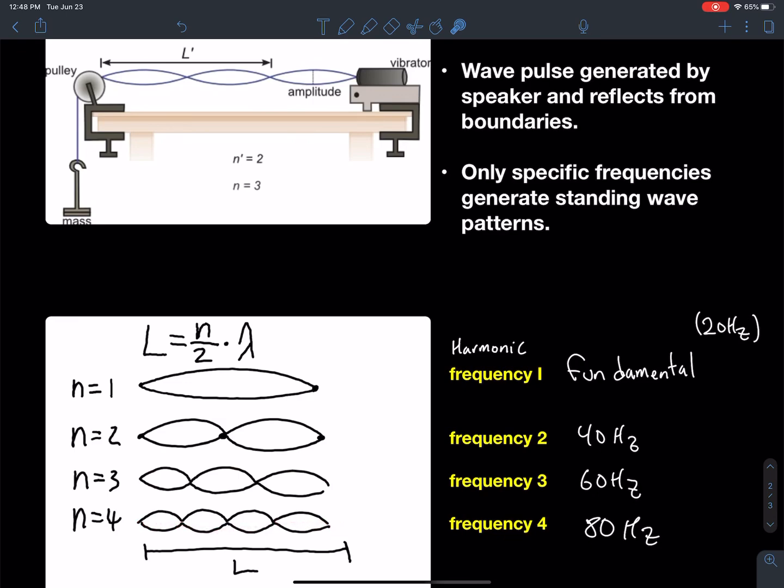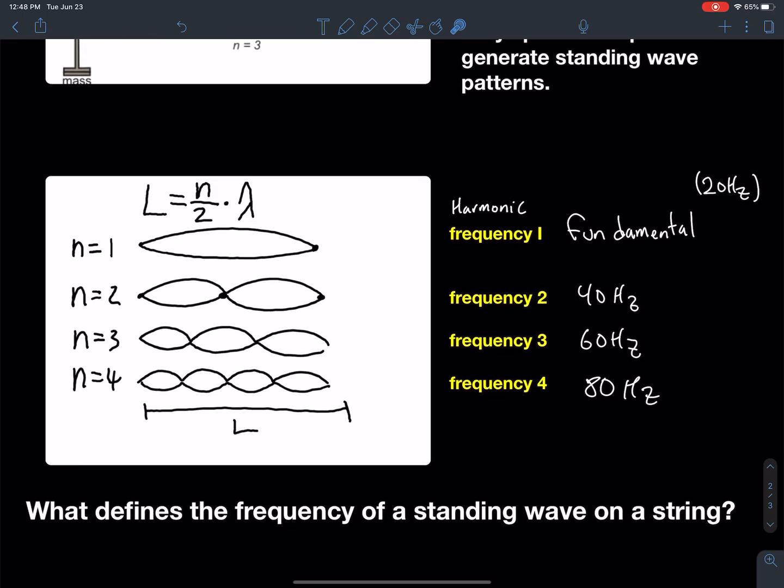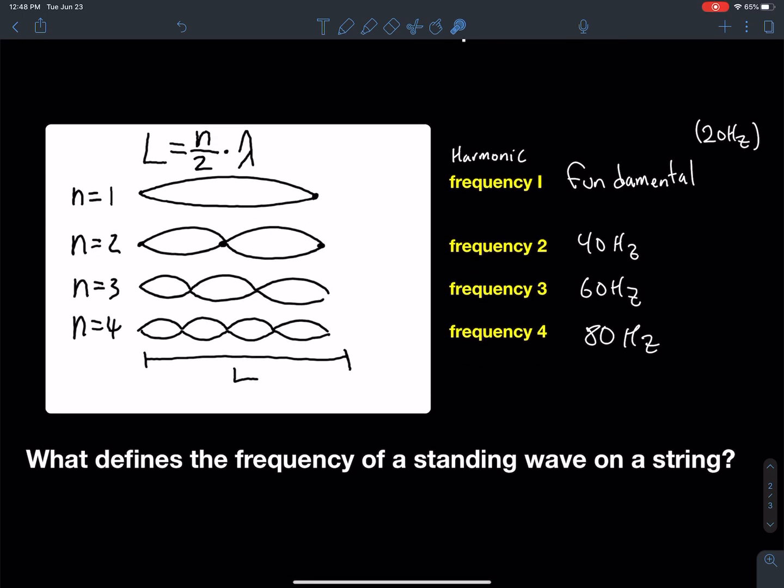All right, so that's the general formula for the relationship between the length of that rope and the wavelength of the standing wave formed in that rope. And it doesn't matter if I change the length, it's still the same formula. So you can see that my wavelengths are going to become different, and we're going to get to that when we talk about musical instruments. So let's take a look at what defines the frequency. Let's see how we can start doing some calculations.